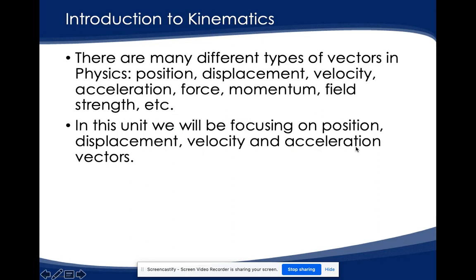So there are lots of different kinds of vectors in physics. It really helps you get a more specific idea of where things are going, where things might land, things like that. You can actually associate a vector or a direction with position, displacement, velocity, momentum, force, acceleration. In this unit in particular, we're just going to be really focusing on one-dimensional motion. So we're going to be talking about position, displacement, velocity, and acceleration.